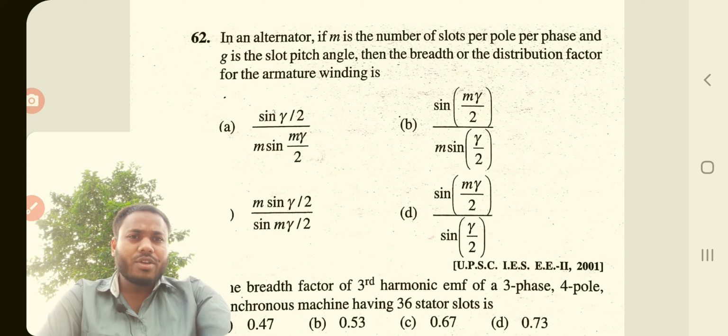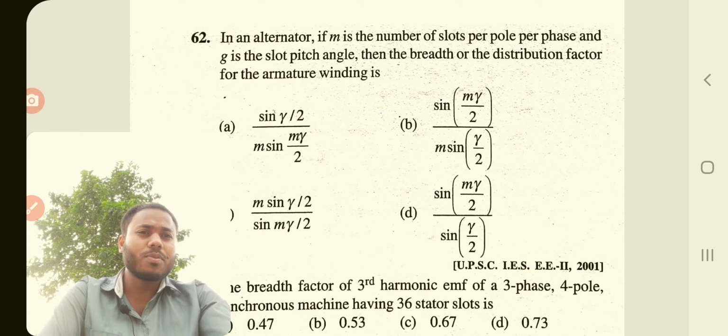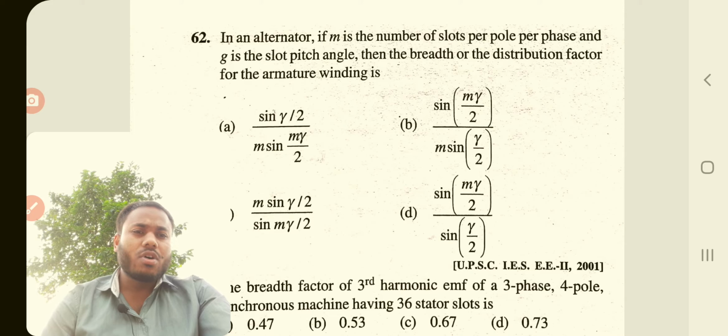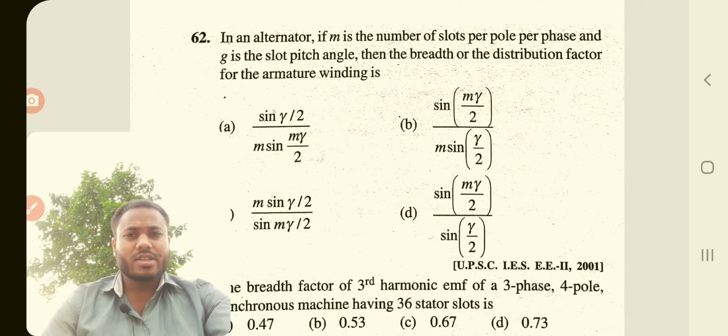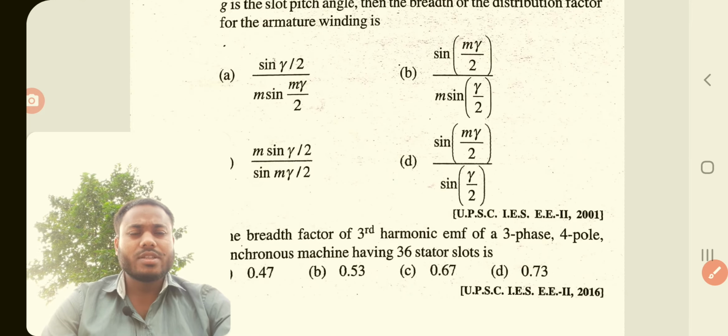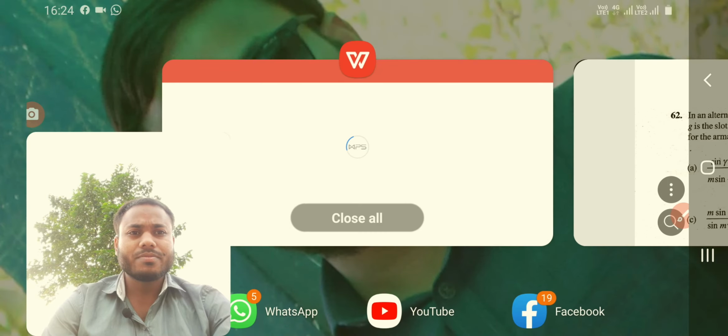In an alternator, if M is the number of slots per pole per phase, and the slot pitch angle is given, then the breadth or distribution factor for the armature winding is? So what is the distribution factor? Here the distribution formula is directly asked, and the right answer is number B. What is number B?